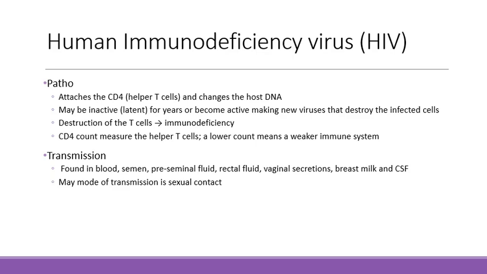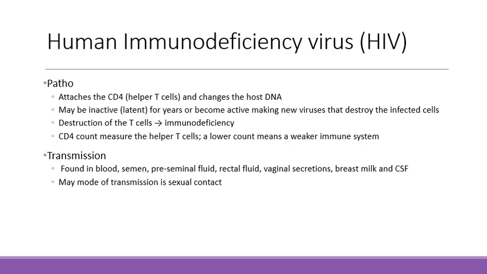We use the CD4 count to really measure the T cells. There's lots of different kinds of T cells, lots of different subcategories of lymphocytes, but really it's the CD4 that we're looking at that tells us about these T cells. And the lower the CD4 count, the weaker our immune system is, and we're going to look at that later under diagnostic tests.